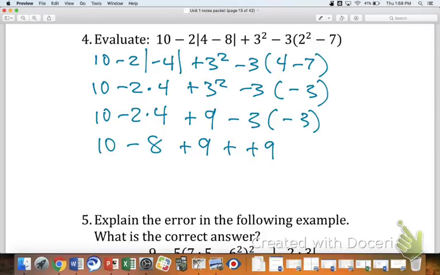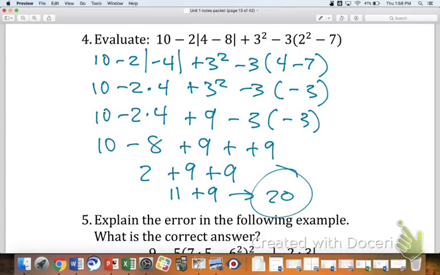And finally, I am down to these addition, subtraction steps. 10 minus 8 is 2. 2 plus 9 is 11. And 11 plus 9, of course, is 20. Doing pretty good? I saw a lot of 20s as I was walking around. Okay. Give you just a second to ask a question if you've got one.